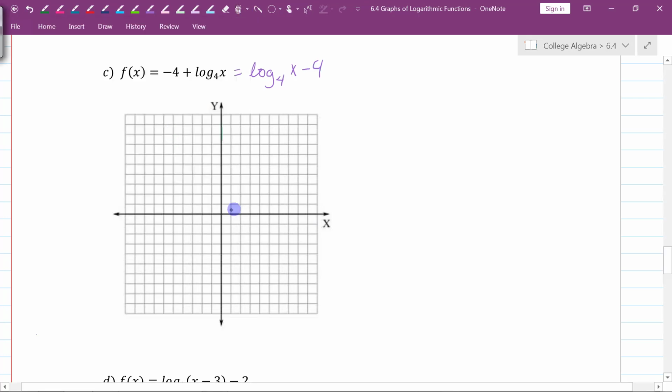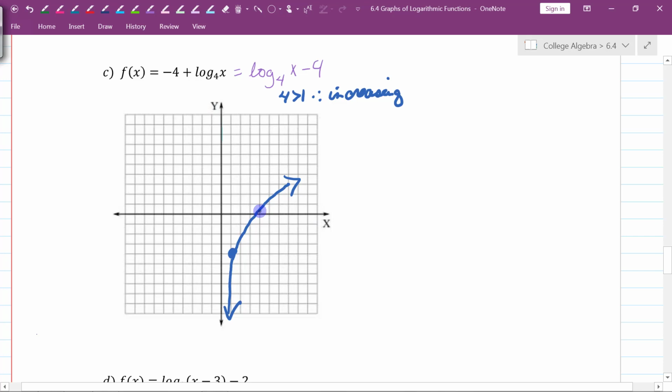So my one known point, which is normally right here, is not going to shift right or left because there's no horizontal shift, but I do have a -4, so I'm going to shift down 4 units. So I'm going to go down 1, 2, 3, 4, and that's my one known point. This 4 right here, 4 is greater than 1, therefore it's an increasing function. And so I'm going to have a function that looks like this.